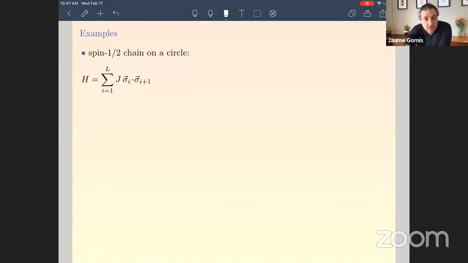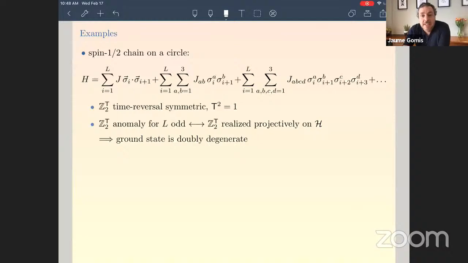But now imagine we deform the Hamiltonian by writing down the most general Hamiltonian that couples an even number of spins. It could be nearest neighbors, it could be non-nearest neighbors. And we allow couplings that in general will break the SU(2), SO(3) symmetry of the spin. Okay. Now, what can we say about this system?